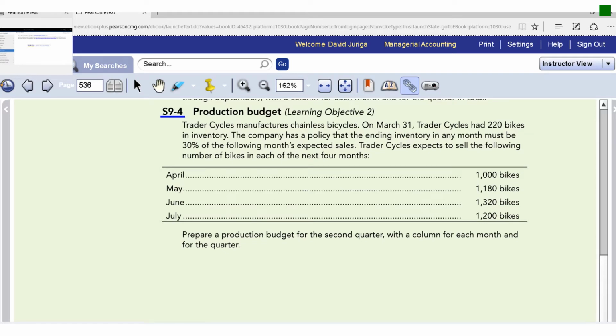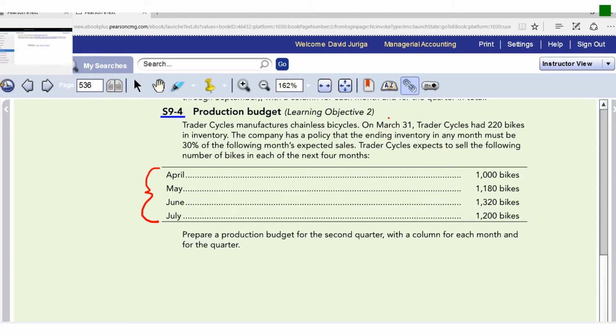Okay, so the next budget is called your production budget, and typically your production budget is the second schedule you put together. Once you've got your sales, then your production is based on sales. So the starting point for this budget will be your sales, which they're going to give you, all your budgeted sales in units. This is bicycles right there. And they're going to give you an inventory formula.